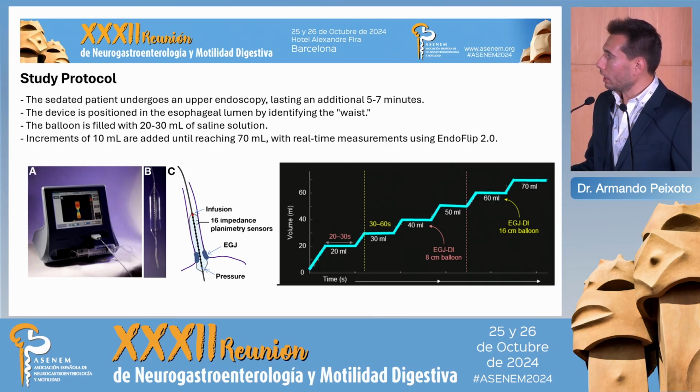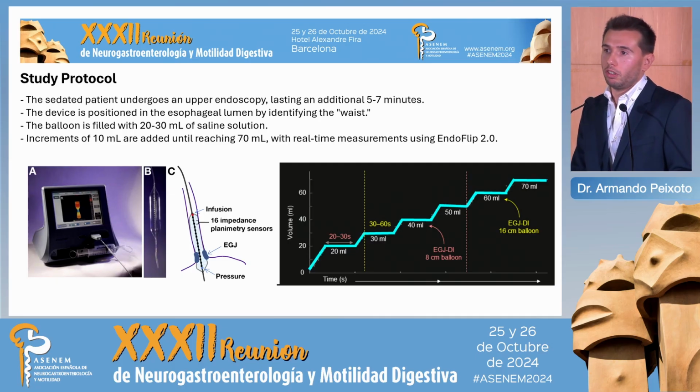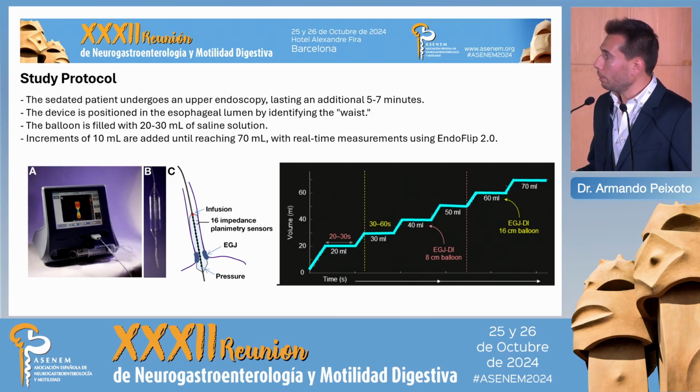The protocol is the same. We position the catheter transorally in a sedated endoscopy, so the patient won't feel anything, and that's one advantage compared to high-resolution manometry. And then we fill the balloon in a stepwise manner. It depends on which catheter we are using. If we are using the 8 centimeter, it goes to 50 milliliters. If we have the 16 centimeter catheter, we can go up to 70 milliliters.